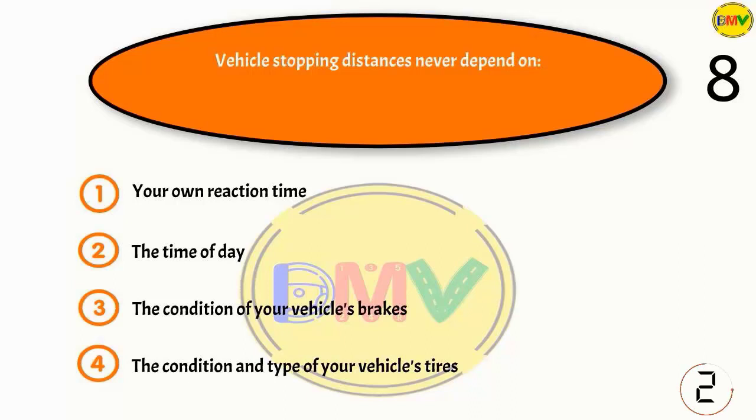The correct answer is 2. The distance that a vehicle needs to stop depends on the motorist's reaction time, weather and visibility conditions, the vehicle's weight, the condition of the vehicle's brakes, the condition and type of the vehicle's tires, roadway conditions, and speed.